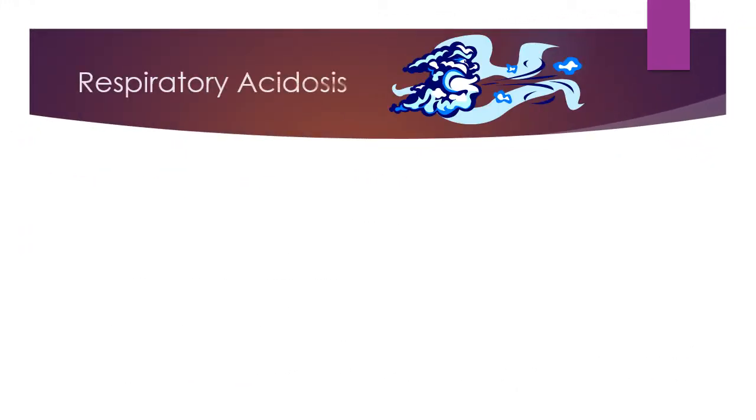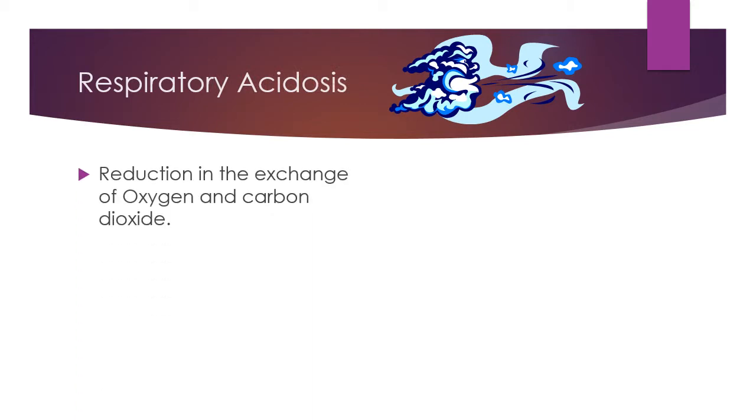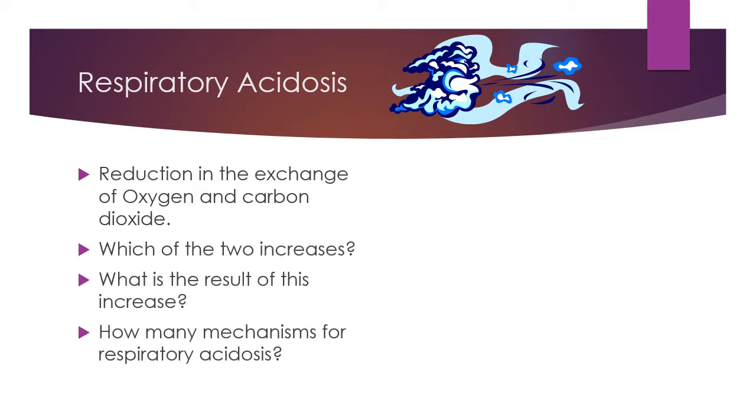Okay, now we're going to talk about respiratory acidosis. In respiratory acidosis, we have a reduction in the exchange of oxygen and carbon dioxide. So think about this for a minute. Which of the two increases between oxygen and carbon dioxide? And what is the result of this increase? And then how many mechanisms for respiratory acidosis?